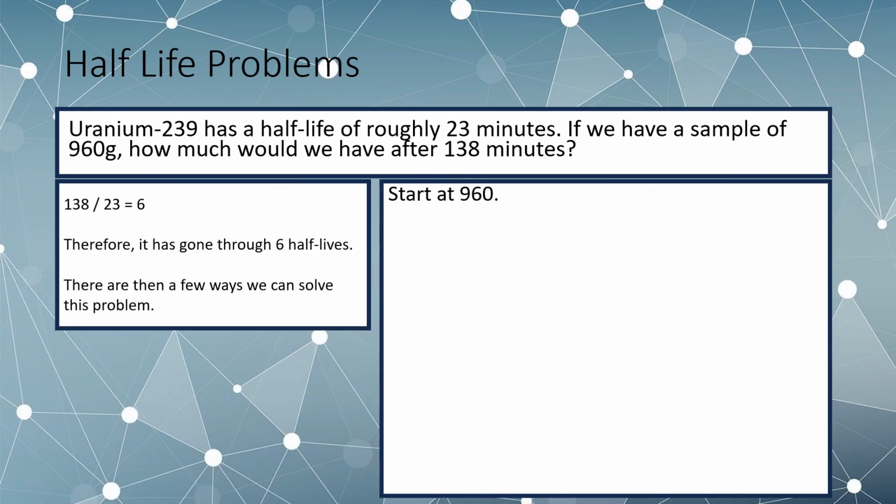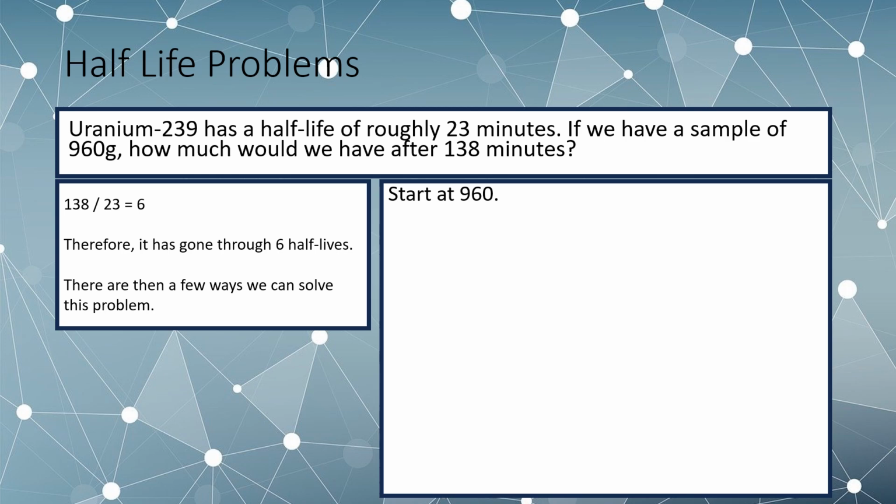So, let's look at a few practice problems now and how we would be required to solve these in physics and chemistry. Uranium-239, as we've stated, has a half-life of 23 minutes. If we have a sample of 960 grams, how much would we have after 138 minutes? Now, there are multiple different ways we can solve this problem, but there are 3 clear strategies that are often used. First things first, we should find out how many half-lives it has gone through.